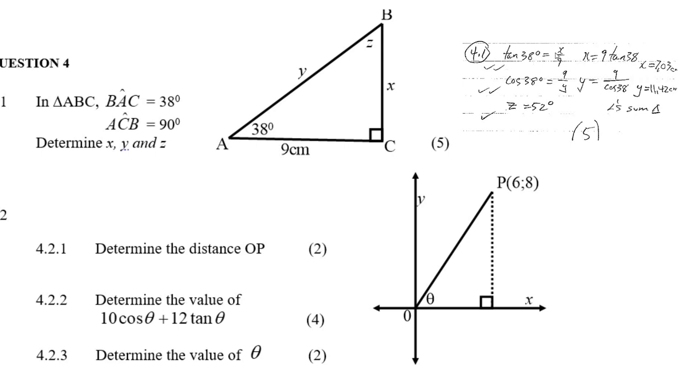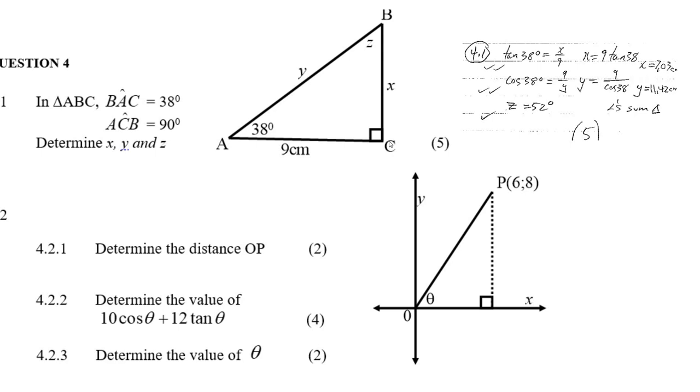The tangent of 38 is equal to X over 9. Now, all I do is take that 9 and multiply it by the tangent of 38, and I get X equals 9 times the tangent of 38. My calculator will tell me it's 7.03 centimeters.